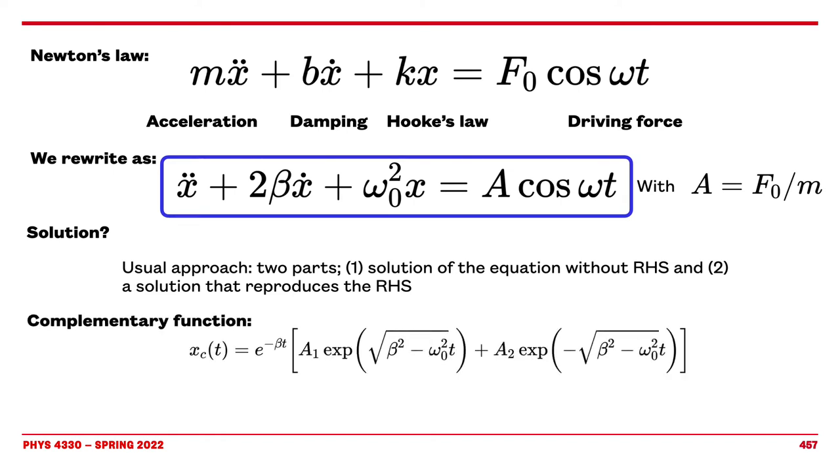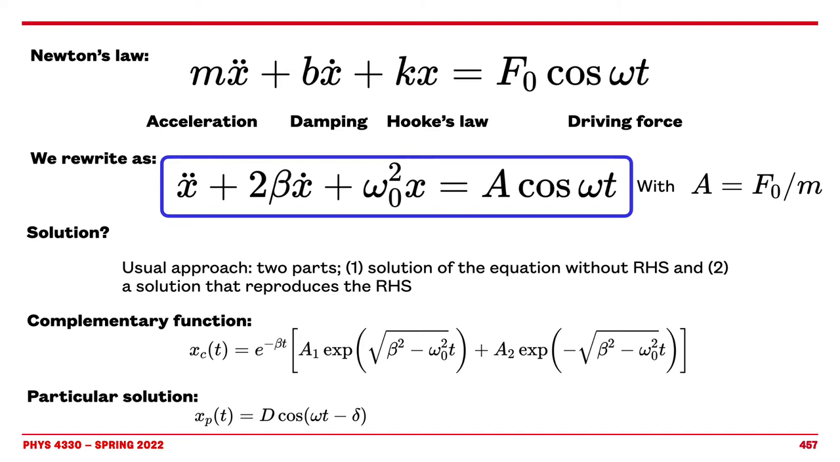So the complementary function, we've discussed it at length in the damped oscillator screencast, where we have the underdamped, overdamped, and critically damped cases. The solution is here. So this is the solution of the equation in the blue box without the right-hand side. And for the particular solution we are going to try a cosine. And we are going to see that the cosine actually should work.